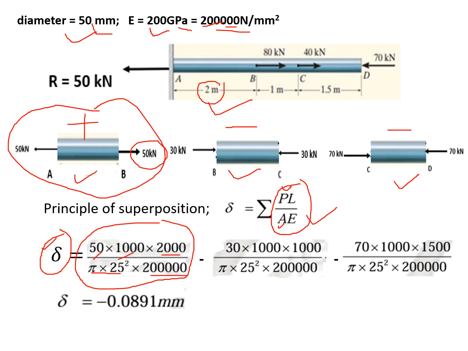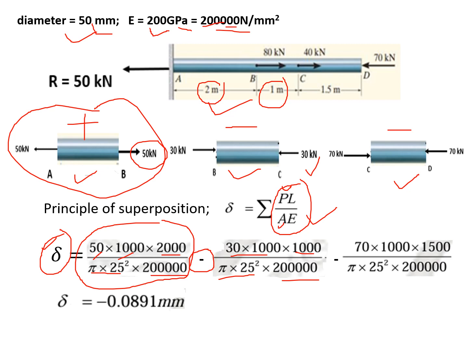The second section is under compression, so we use negative sign because there is a contraction. Now again for the second section, the BC section, what is P? That is 30 kilonewton, so that is 30 into 1000 Newton. What is the length of this BC section? That is 1 meter, so that is 1000 mm. What is the area? The area of all the three sections is the same, pi into 25 square. And E, again the material of the whole steel rod is the same, so the E value is also the same, 200 into 10 to the power 3 Newton per mm square.